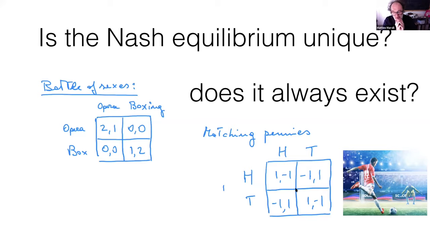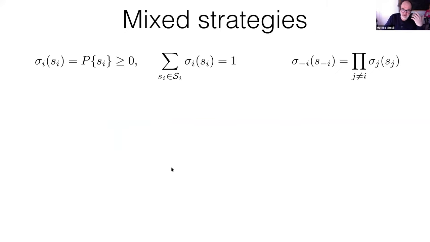Well, he should behave in a way that is as random as possible. So he should kick this penalty in a way that the goalkeeper has no clue of whether he's going to go on the left or on the right, okay? And indeed, this is the idea also in tennis, so that you should introduce randomized strategies. These are called mixed strategies. And a mixed strategy is nothing but a probability distribution on the possible strategies, okay? So these strategies now are called pure strategies, and these probability distributions are called mixed strategies.